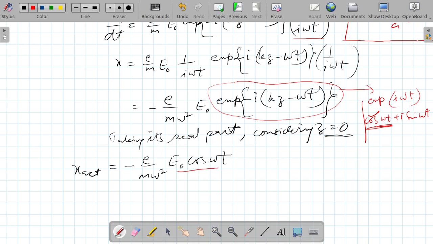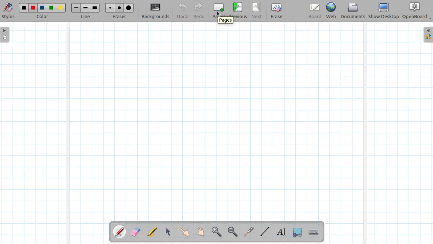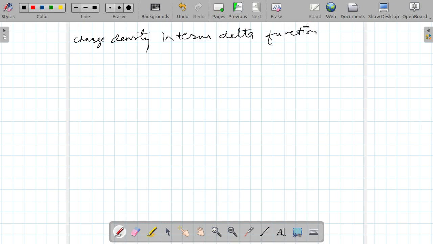Now let me write down the charge density in terms of delta function, or I can say the Dirac delta function.